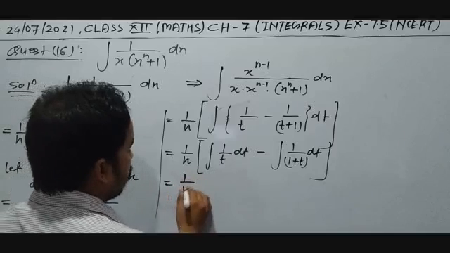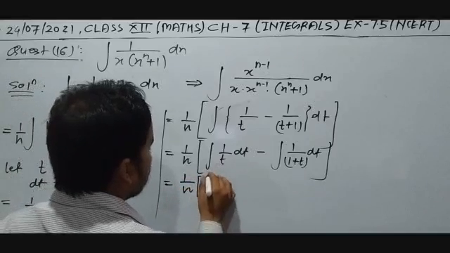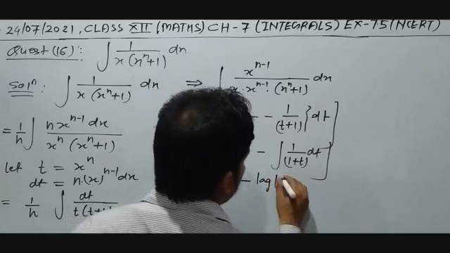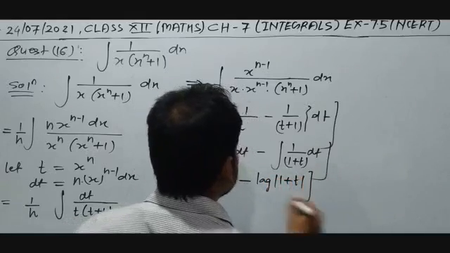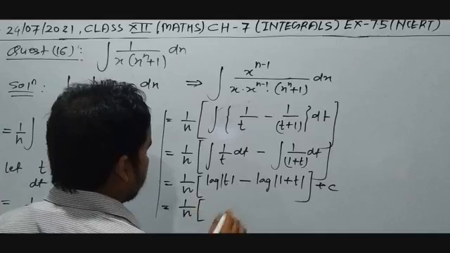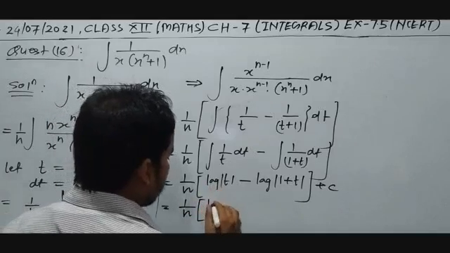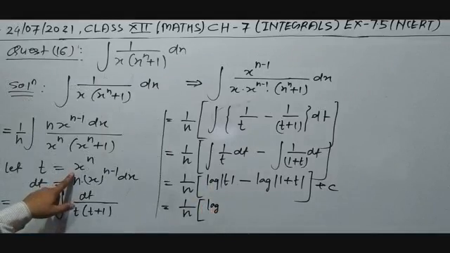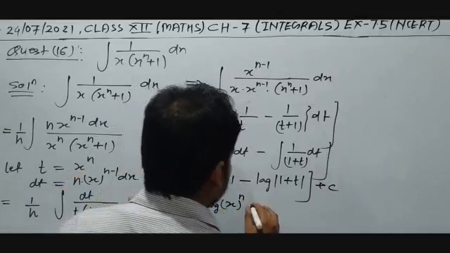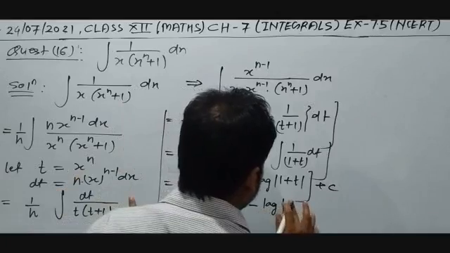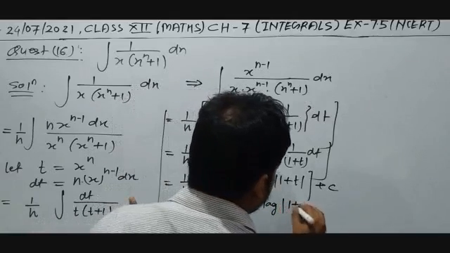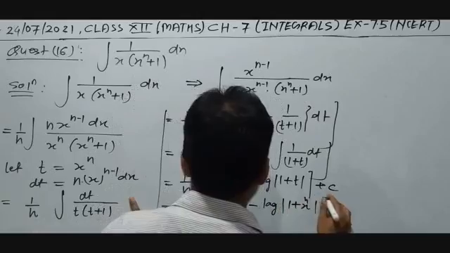And you know 1 by t, result is log of mod of t minus log of mod of 1 plus t, and now plus c. So 1 by n times log of t, you have considered x to the power n. So log of mod of x to the power n minus log of mod of 1 plus x to the power n, now plus c.